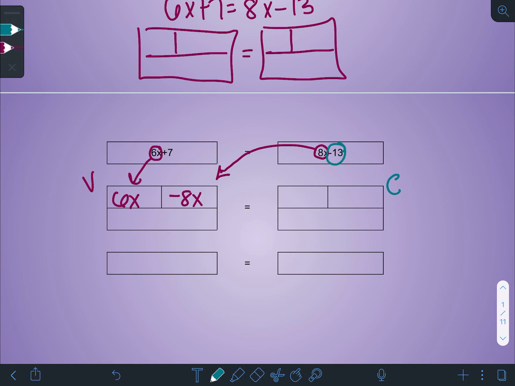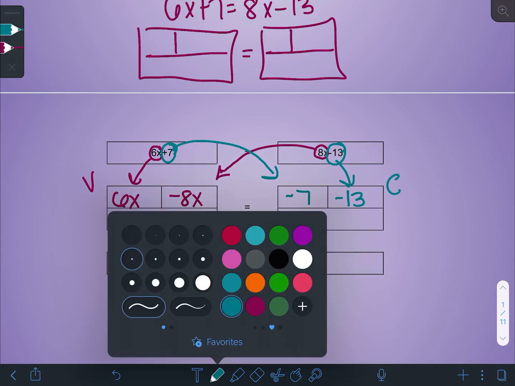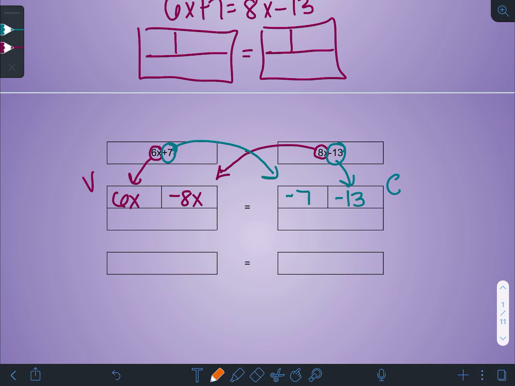And then I have my constant. So I have this negative 13 that I'm going to drop down. And then I have this 7 that I'm bringing to the opposite side. So if I'm bringing the 7 to the opposite side, I've got to take the opposite of it, giving me a negative 7. So my next step then is to combine my like terms on each side. So I have 6x plus a negative 8x, which gives me a negative 2x. I have negative 7 plus a negative 13, which gives me a negative 20.